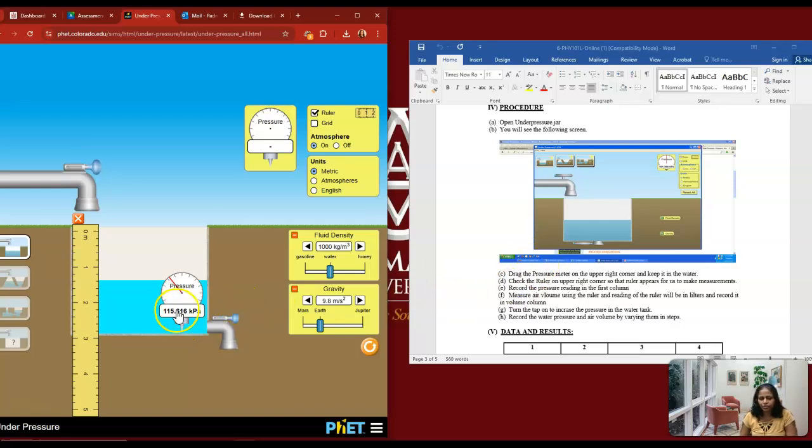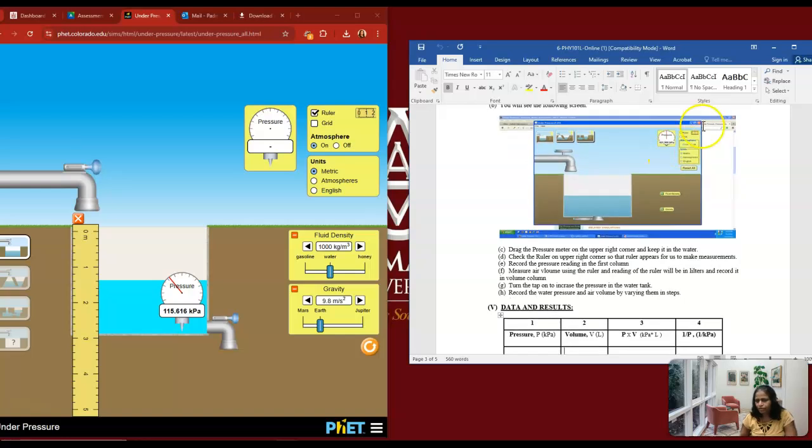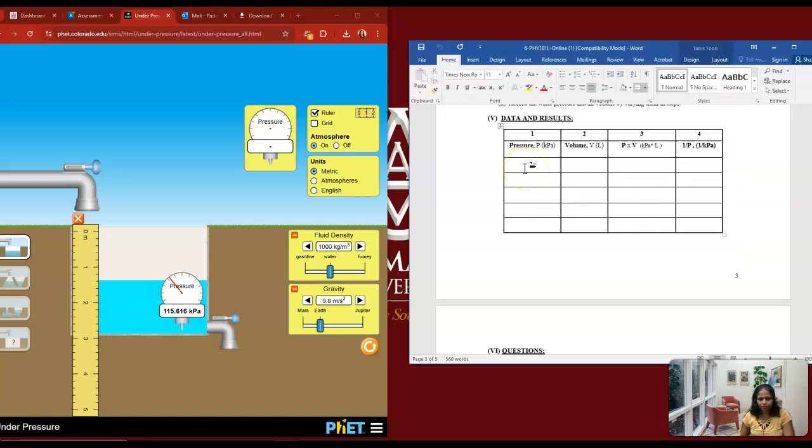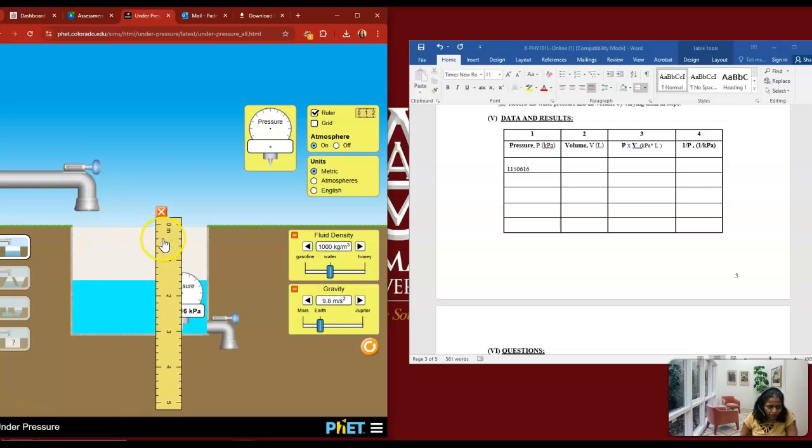Now you're going to see this pressure reading right here, and you're going to look at the reading right here. How much is the length of this volume of water right here? I'm just going to go back to my table right here. All right, pressure, I'm going to note it down as 115.616, and the volume, I'm just going to simply measure the length of this water right here. So that's going to be from here, right?